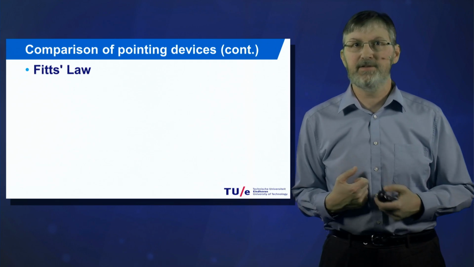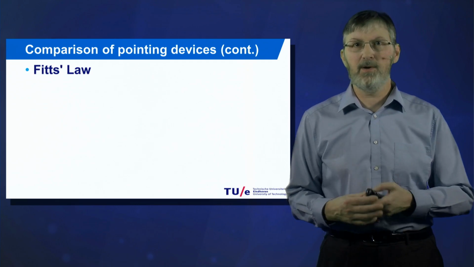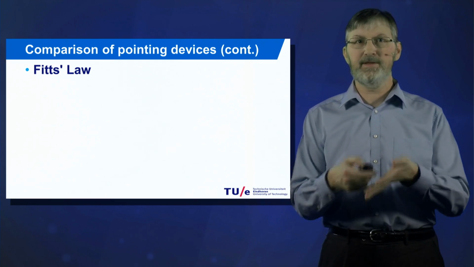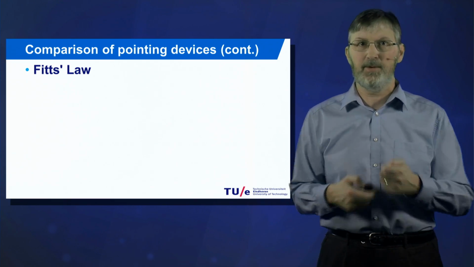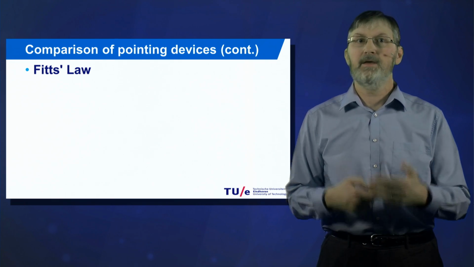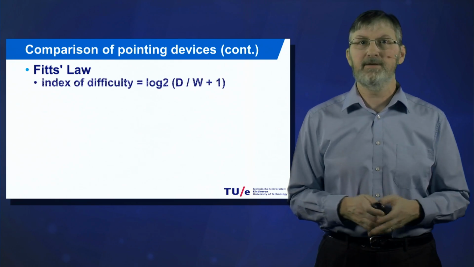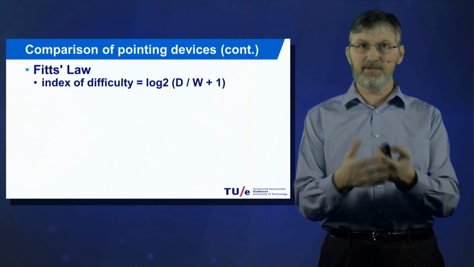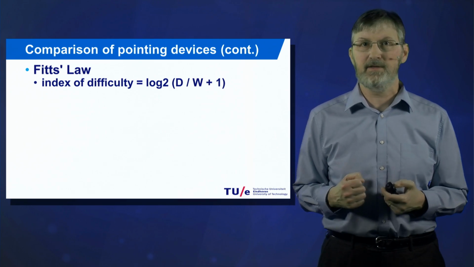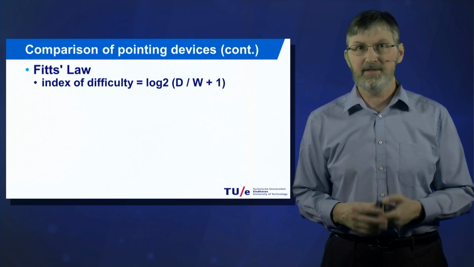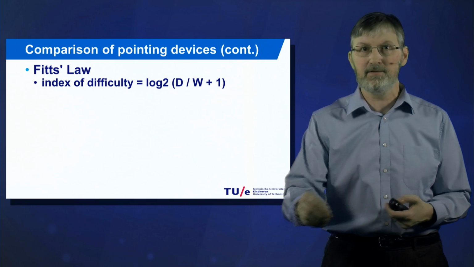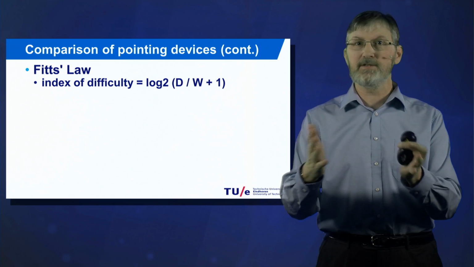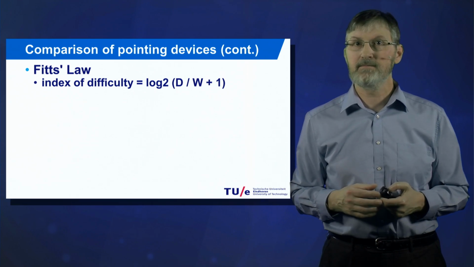Now, how hard is it really? Fitts' law can be used to compute the difficulty of pointing at a specific point on the screen. It's a formula that uses several different aspects. First of all, there is the index of difficulty. And it's a function that increases with the dimension you have to travel, and it decreases with the size of the target you need to hit.